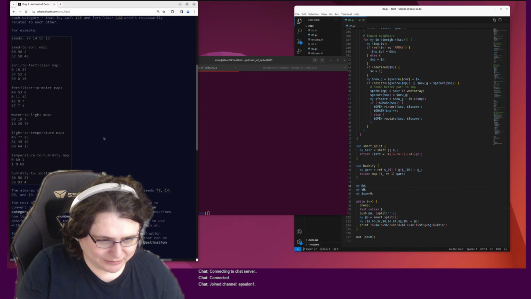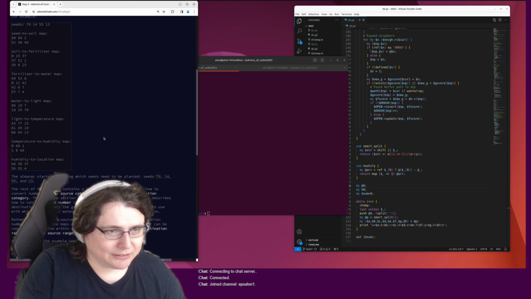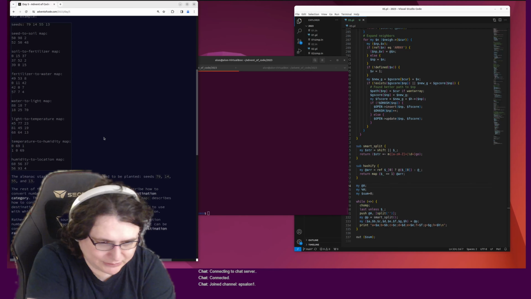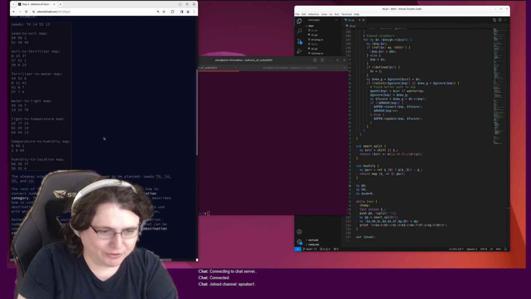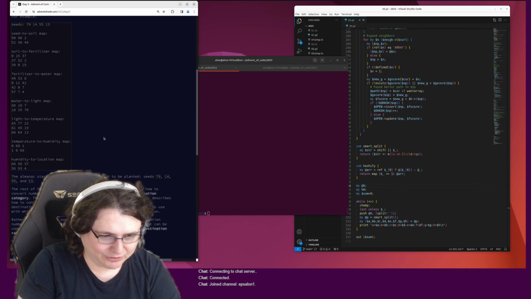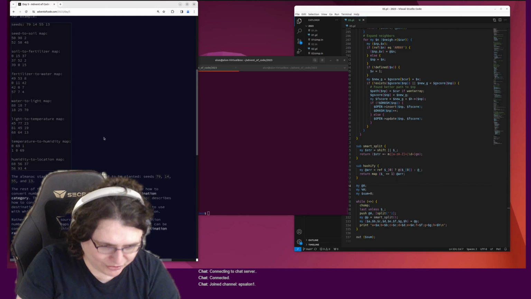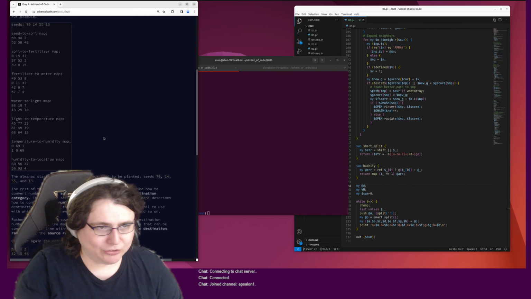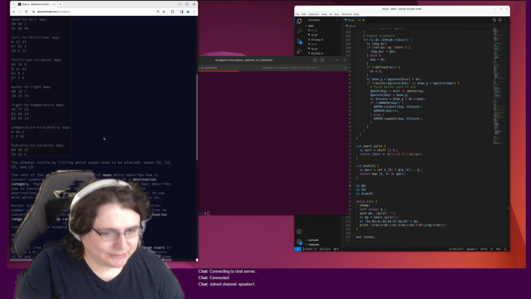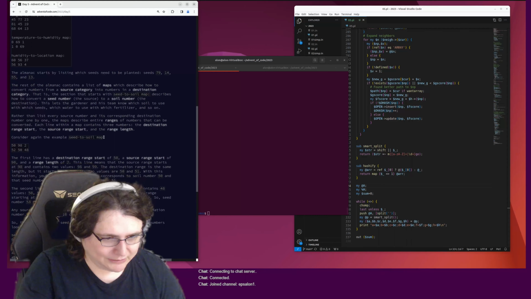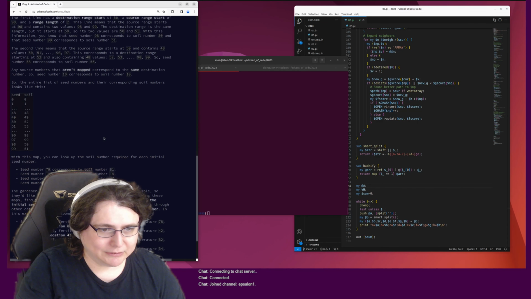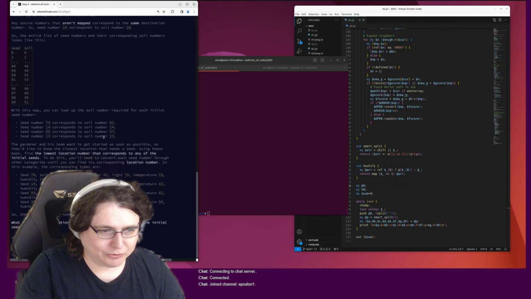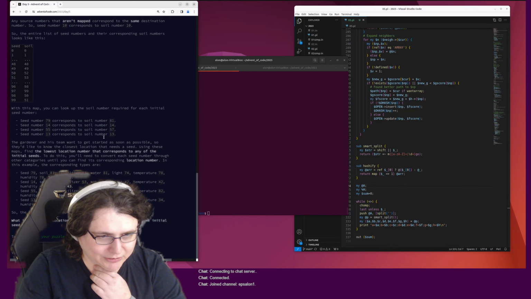Okay, the destination. Why are there three numbers there? Any source numbers not mapped correspond to the same destination number. Maps can convert entire ranges of numbers. Each line contains three numbers: destination range start, source range start, and range length. I see. Okay, consider the example: blah blah blah.